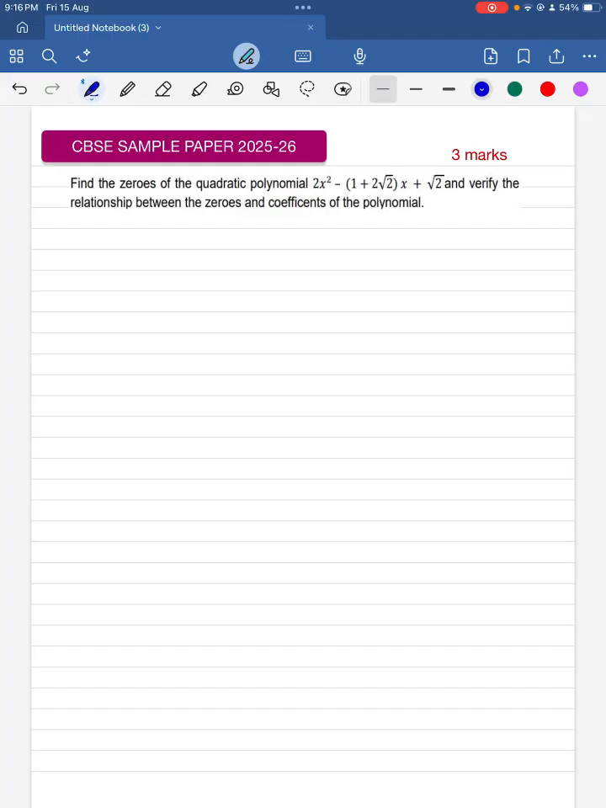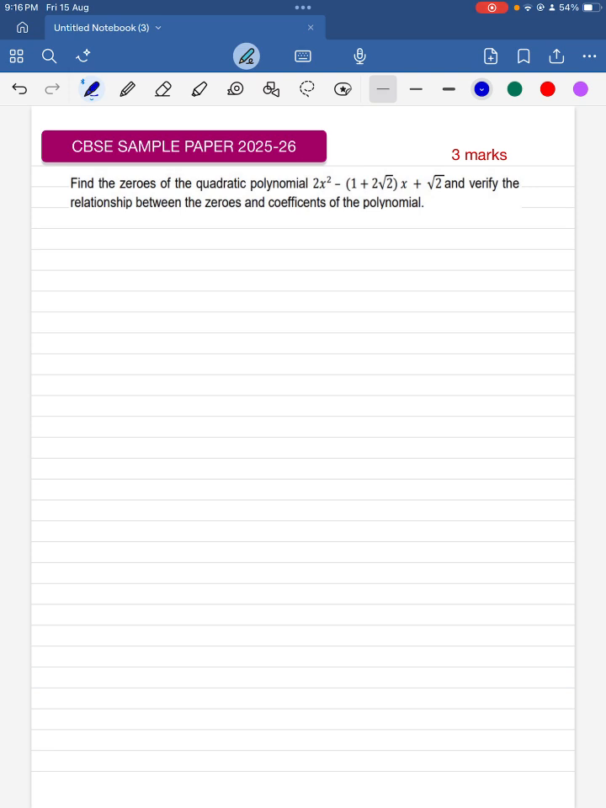In this video, I'll be doing a 3 marks question from the CBSE sample paper 2025-26. Let's look at the question. Find the zeros of the quadratic polynomial 2x squared minus (1 plus 2 root 2)x plus root 2 and verify the relationship between the zeros and the coefficients of the polynomial.